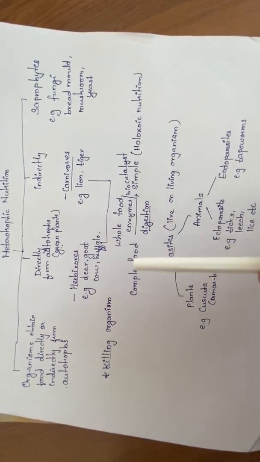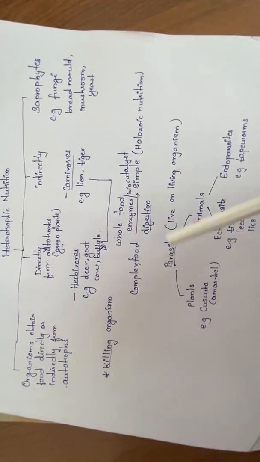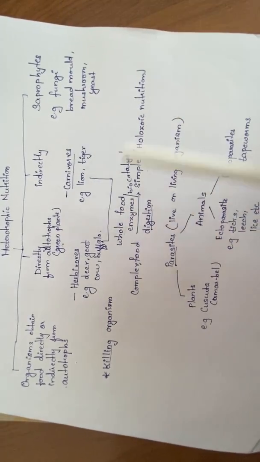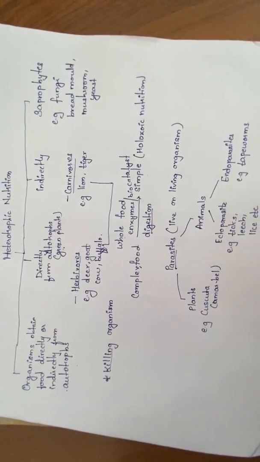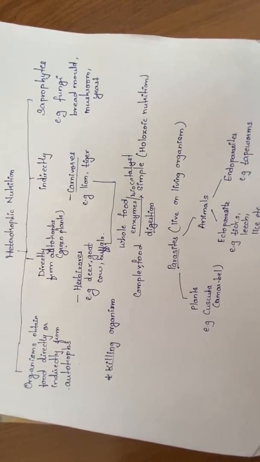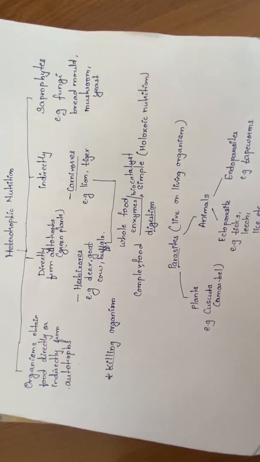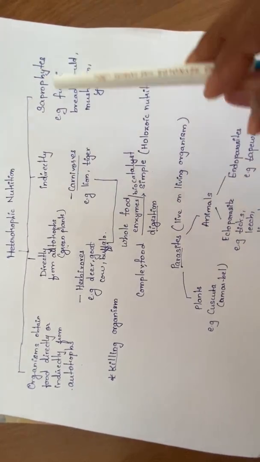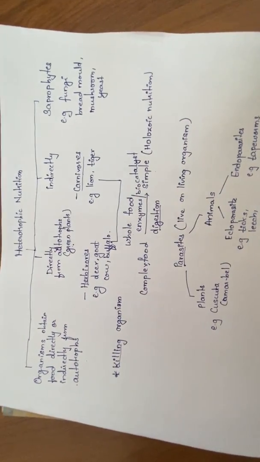Now children, there are organisms who do it the other way. Instead of taking the whole food, what they prefer is taking only nutrients from the food. From outside only they will digest the food and convert it into simple form. Those organisms are called saprophytes. Examples are listed here, children.